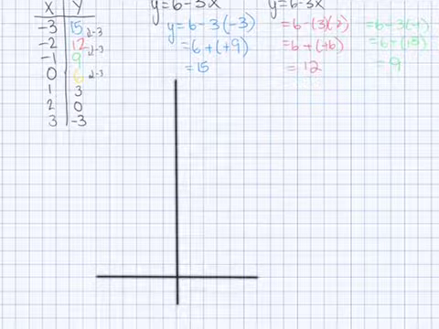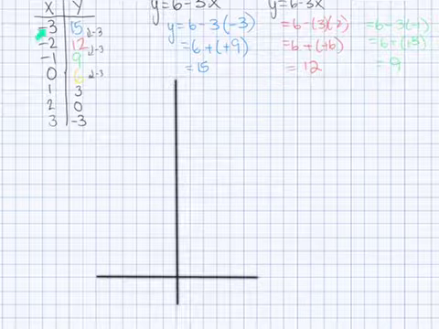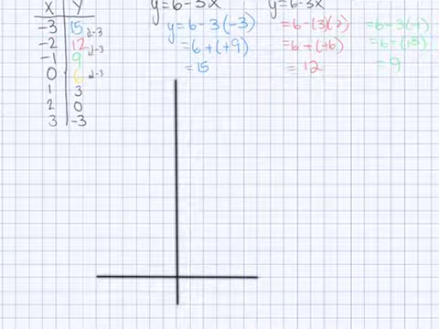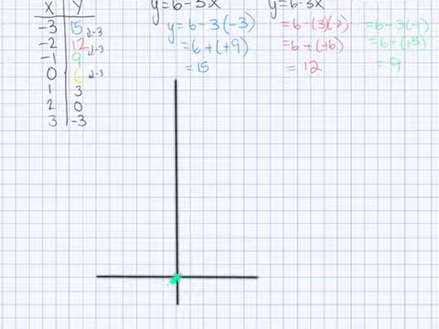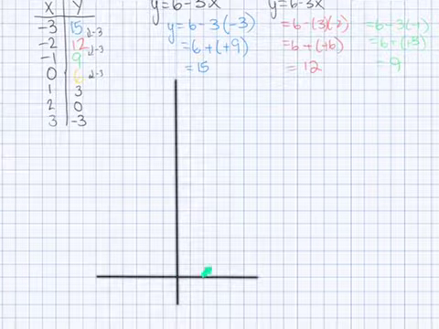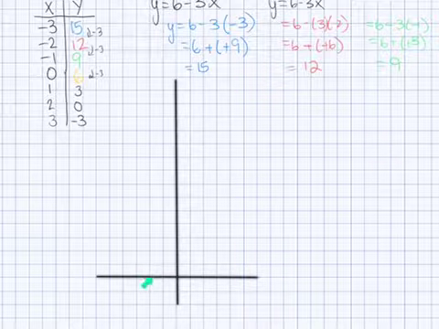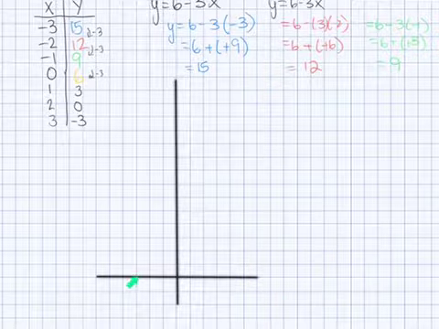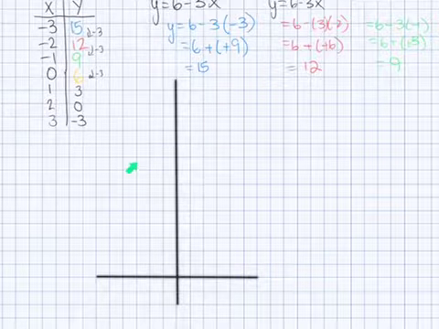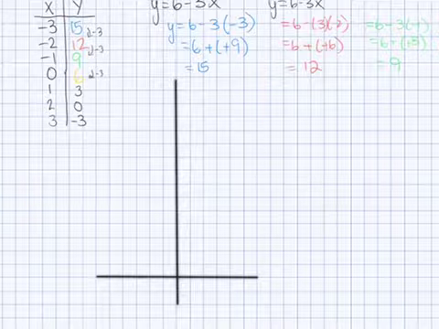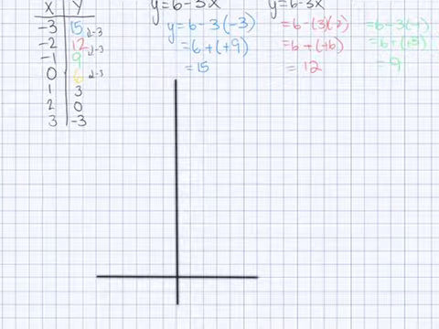The first point we need to plot is -3 and 15. So x is first, x is always first. It's 1, 2, 3 in the negative, and then 15 up. So 1, 2, 3, 4, 5, 6, 7, 8, 9, 10, 11, 12, 13, 14, 15. So right there.